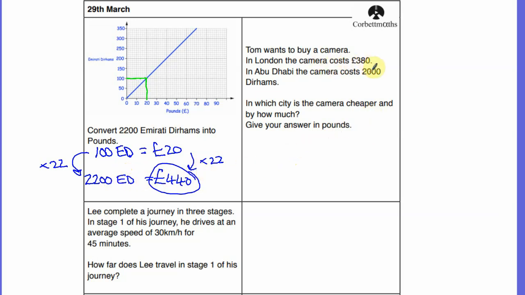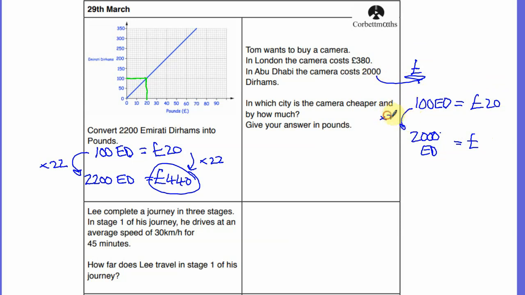Tom wants to buy a camera. In London the camera costs £380 and in Abu Dhabi it costs 2,000 dirhams. In which country is the camera cheaper and by how much? So we want to convert one of these into the other currency. So I'm going to convert this one into pounds. So we know, again, write out our conversion rate, what we know, 1,000 ED equals £20. I want to know what 2,000 ED is going to equal in pounds, because that's the cost of our camera there.